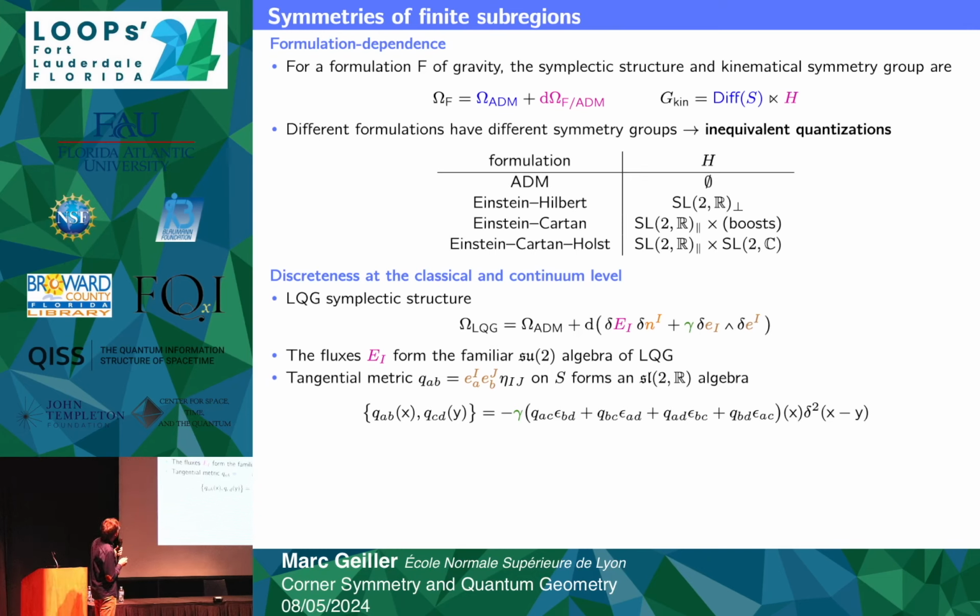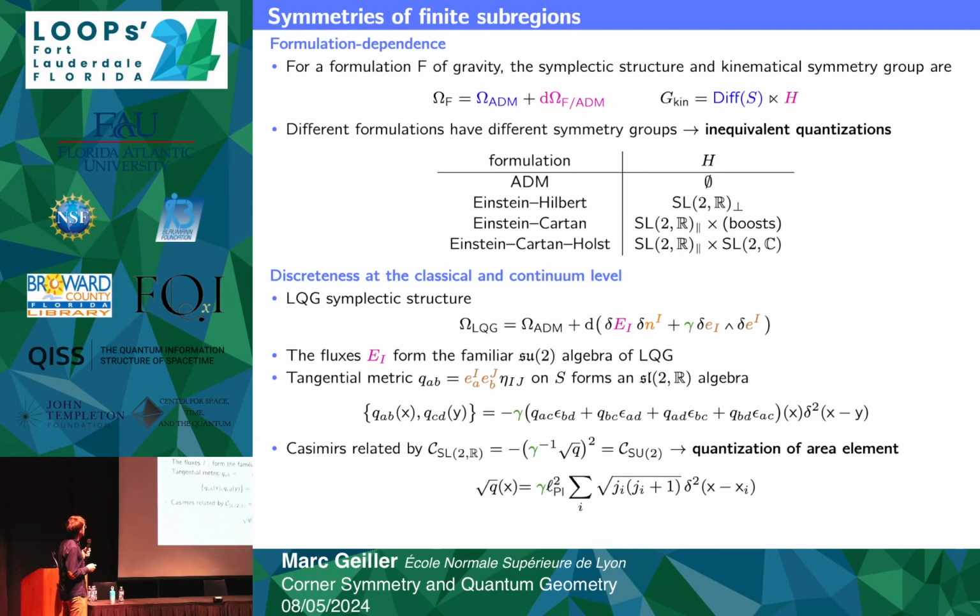If you do that, you will find what we said, that there is the ADM symplectic structure. So this is delta P, delta pi, the usual ADM symplectic structure on the slice sigma. And then there is a boundary term. This boundary term contains this capital E, which is the usual SU2 flux of LQG. Then N is the internal normal, so it's the normal to the spatial slice, which you have mapped to an internal index with the tetrad. And then there is the contribution here of the Barbero-Immirzi parameter. And then from this frame here, you can compute the tangential metric on the surface S. And actually, you can compute the bracket of this metric from this boundary symplectic structure. And you find that this metric satisfies this SL2R algebra with the Immirzi parameter appearing here.